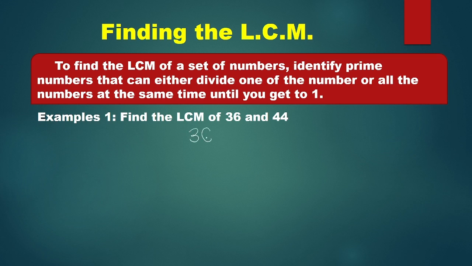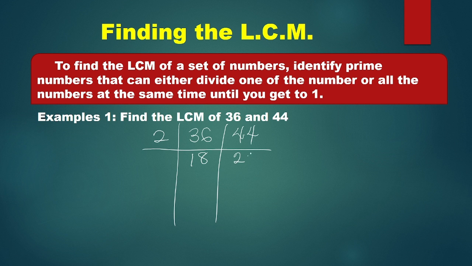So in this case, I'll look for a prime number that can divide, if not both of them, it could be one of them. Let's start with the smallest prime number, 2. 2 can divide both of them actually. 36 divided by 2 is 18. 44 divided by 2 is 22. 2 can still divide them. 18 divided by 2 is 9. 22 divided by 2 is 11.